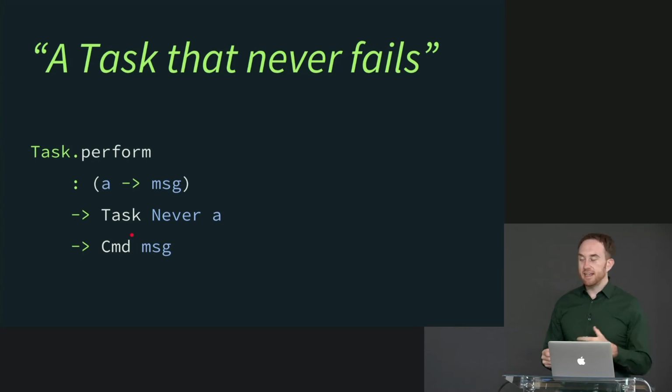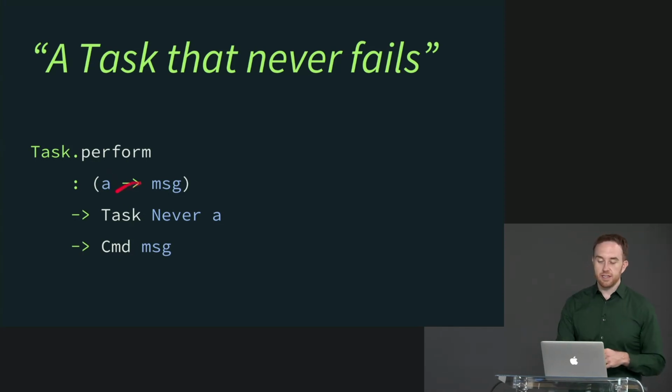This is in contrast with task.attempt, which requires two of these functions right here, one for the success case and one for the failure case. Perform says, no, you don't need to specify what to do in the failure case because by this type, I know that the failure case can't come up.